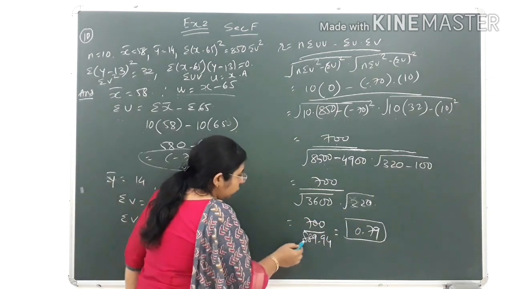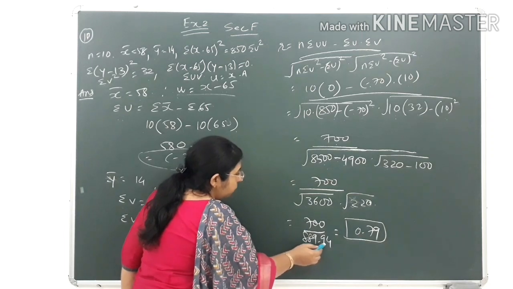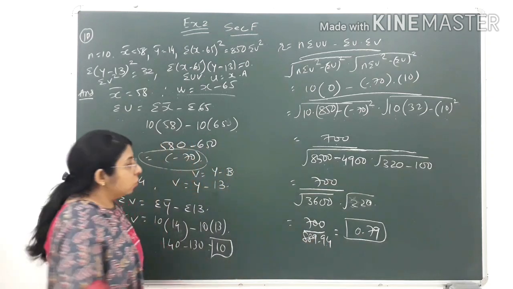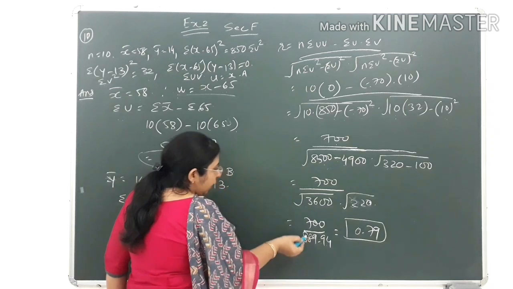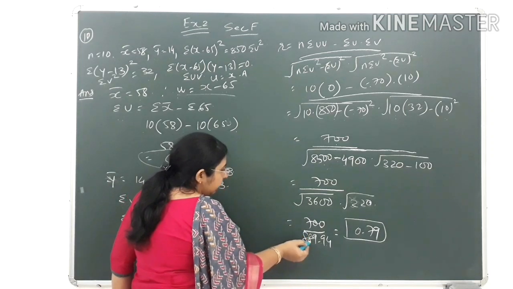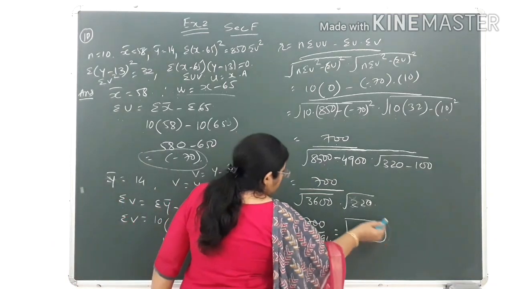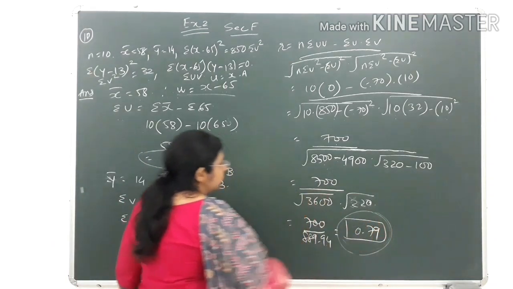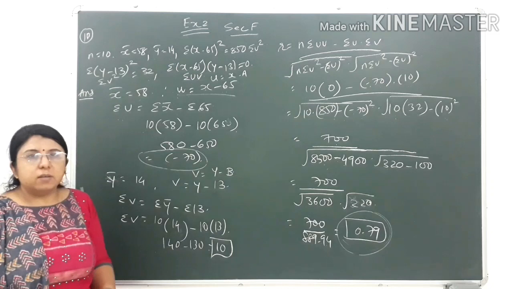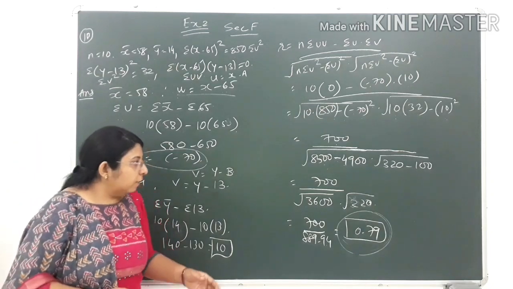You will get the value, that is 889.94. So by dividing these two values, that is 700 upon 889.94, you will get the value of correlation coefficient, that is 0.79. So these are some of the typical sums that I wanted to explain.